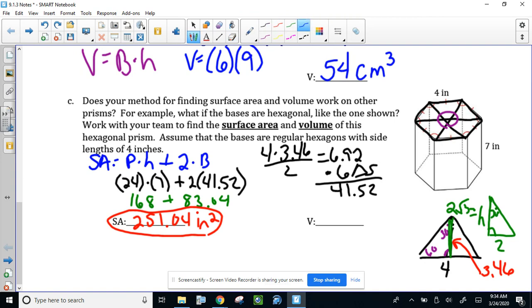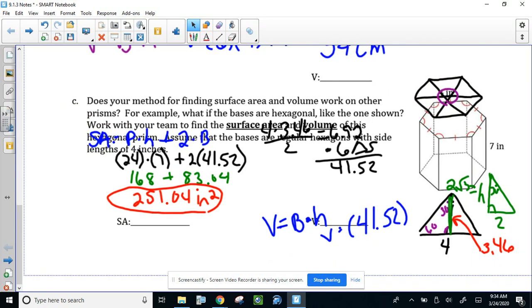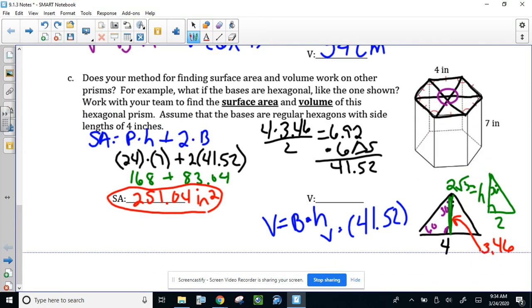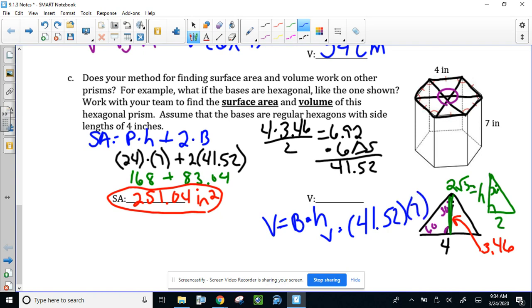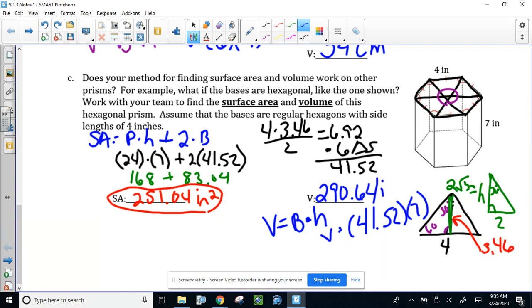Our volume, because we've already done the area of the base, we've done the hard work, our volume is just the base area times the height. So we're just going to take our 41.52, which was our base area, and multiply it with our 7, which is the height. So that's the easy one. But that's because we've already done all of the hard work. So that's going to be 290.64 inches cubed.